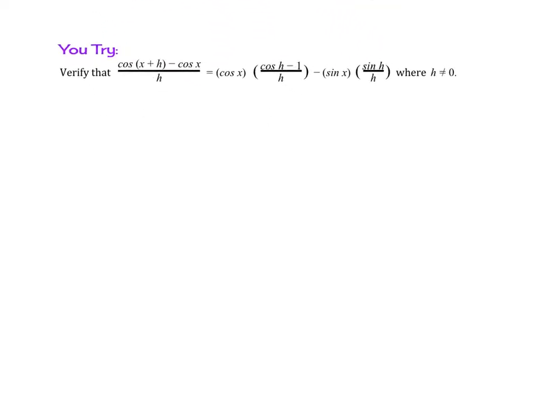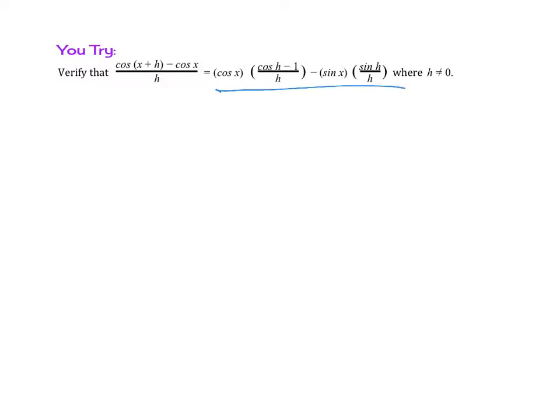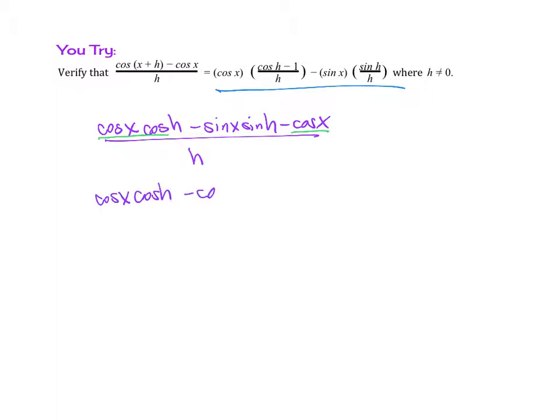So try this example. Verify that cosine of x plus h minus cosine of x all over h is what this is on the right. So working this out, I'll go ahead and work this out. So we have cosine of x times cosine of h, and then minus sine of x, sine of h, minus cosine of x all over h. So it's the same thing. We want to group together our cosine of x's, so I'm going to move it. Cosine of x, cosine of h, minus cosine of x. Then I put this rest, negative sine of x, sine of h all over h.